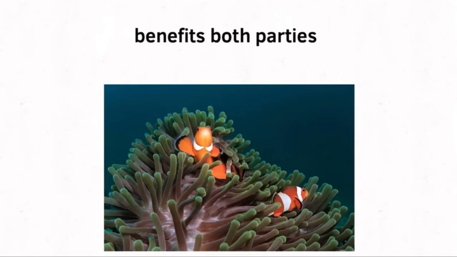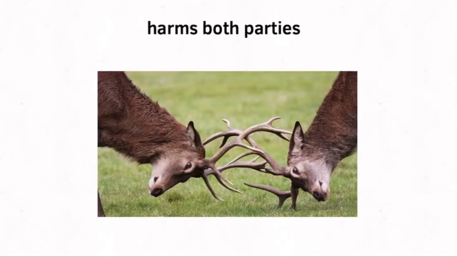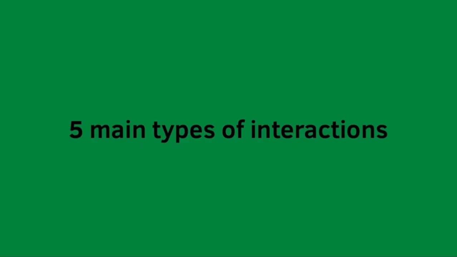Plus-plus interactions demonstrate an interaction that benefits both parties. Plus-minus interactions demonstrate an interaction that benefits one organism and harms the other. Minus-minus interactions demonstrate an interaction that harms both parties. There is also a plus-zero relationship, where one species benefits from another but doesn't have any effect on the other. There are 5 main types of interactions.